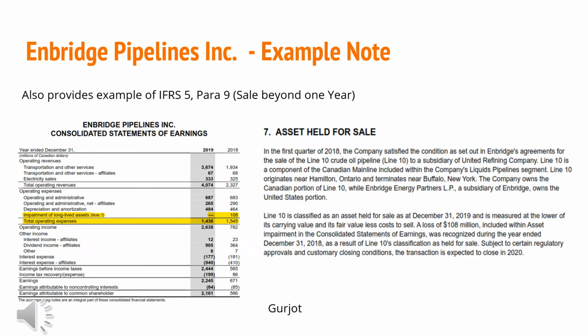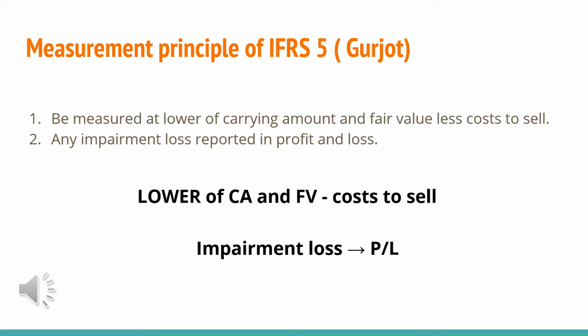It is one of the exceptions, because the pipeline company is operated under Canadian regulatory boards, and they have to get some approvals before the actual sale can be made. And according to the note, the sale is expected to be done sometime in 2020, so it also satisfies the 1 year exception, because it's not in the hands of Enbridge to complete the sale within 1 year.